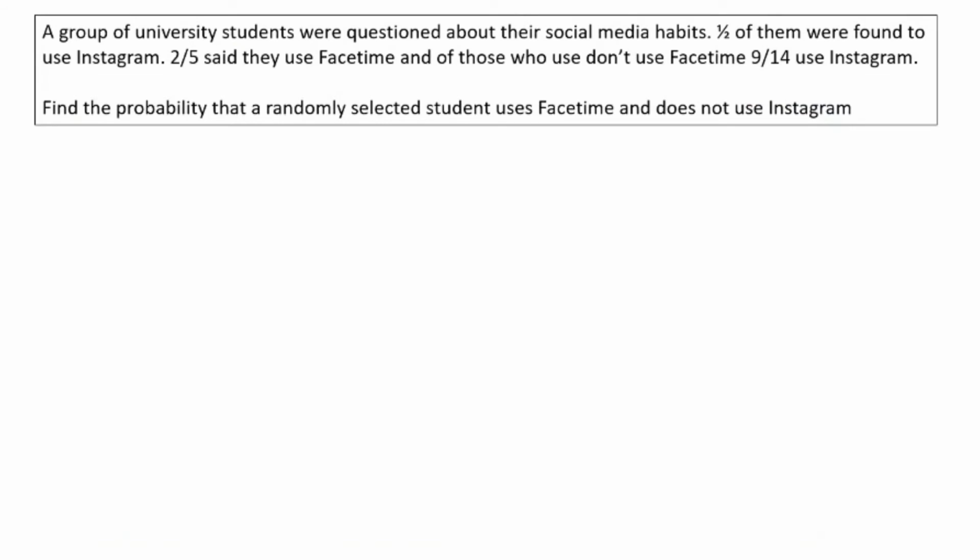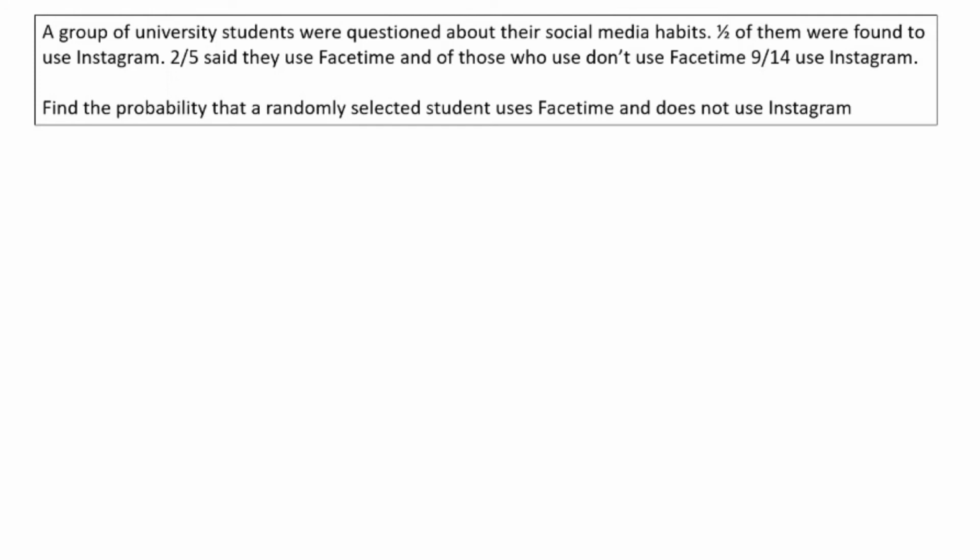Okay, just want to go through one more with you. So I wrote this question to try and show what would happen if we have some missing information in our tree diagram. Let's say a group of university students were questioned about their social media habits. Half of them are found to use Instagram. 2/5 said that they use FaceTime. And of those who don't use FaceTime, 9/14 do use Instagram. We've been asked to find the probability that a randomly selected student uses FaceTime and does not use Instagram.